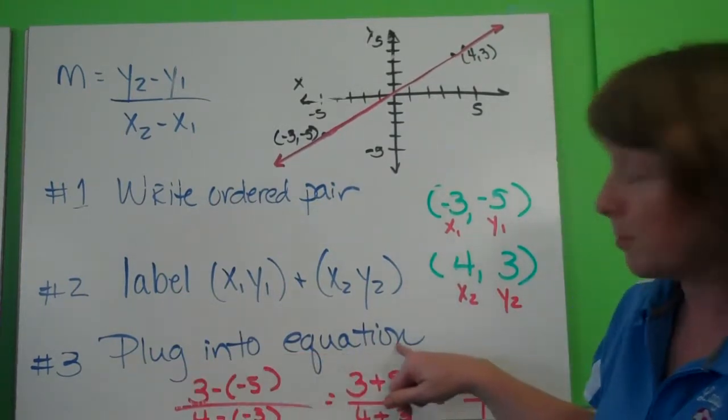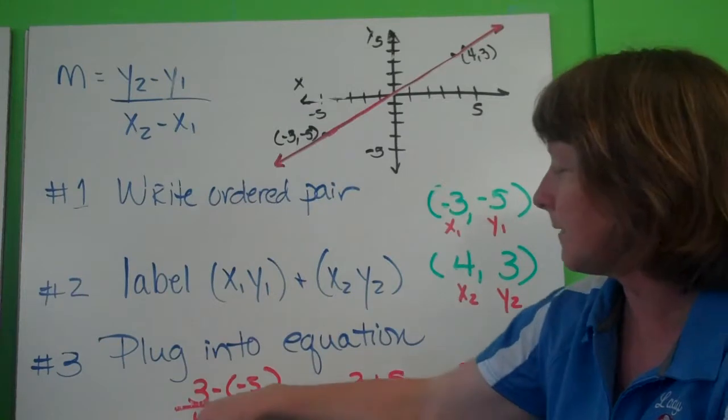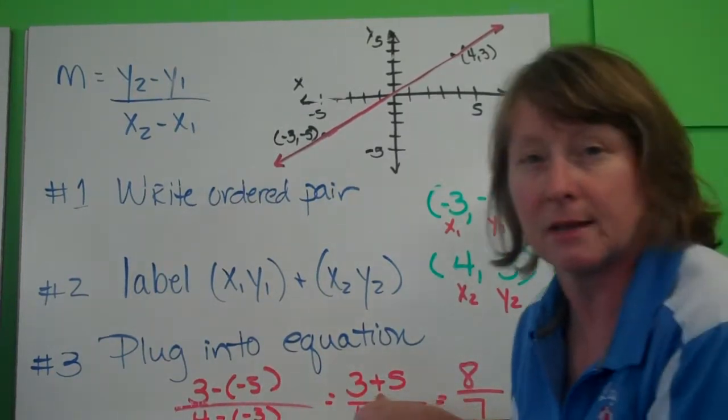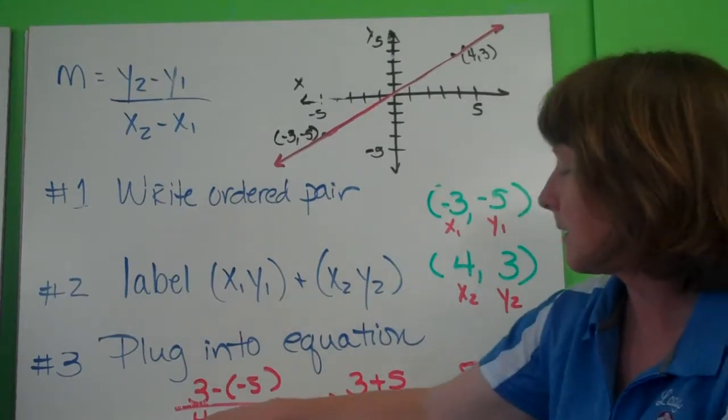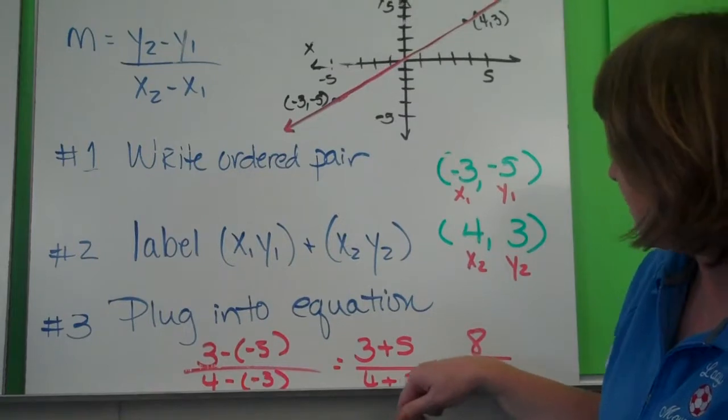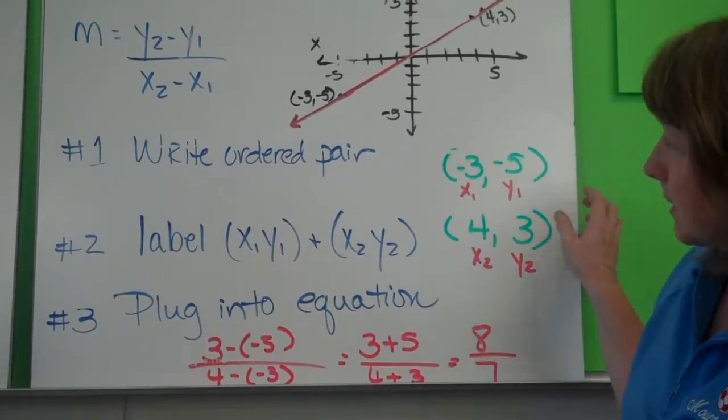Then it's just a matter of plugging them into the equation. We have a negative 3 minus a negative 5, which turns a negative times a negative is a positive. Same thing here, 4 minus a negative 3. Negative changes to a positive, and we get 8 over 7.